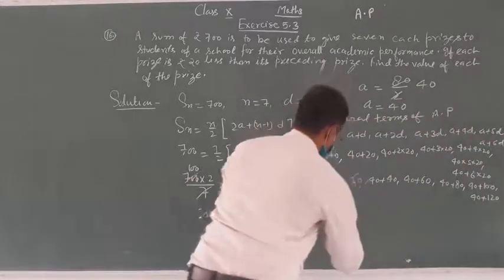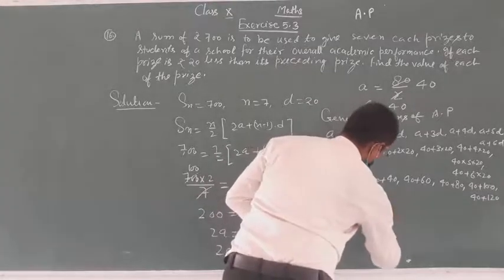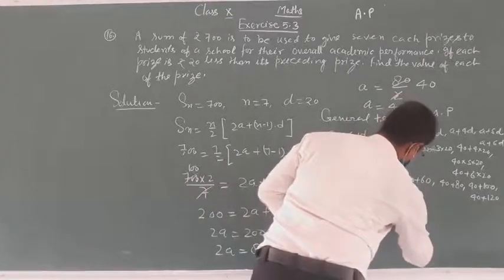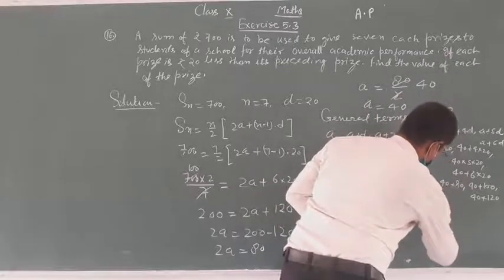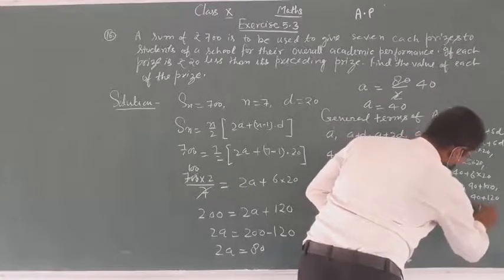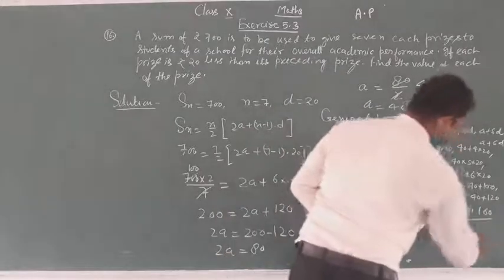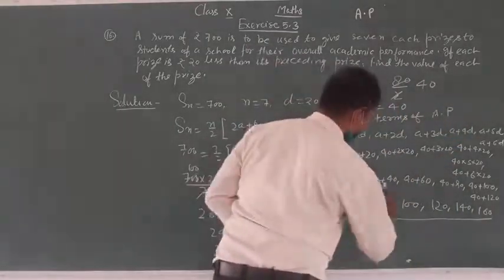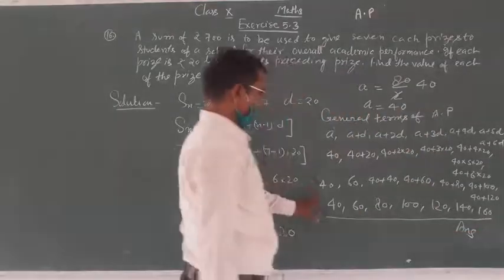So 40, 60, 80, 100, 120, 140 and 160. So this is the answer: the 7 prizes.